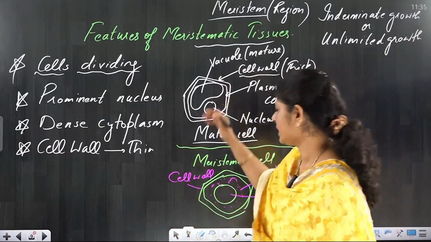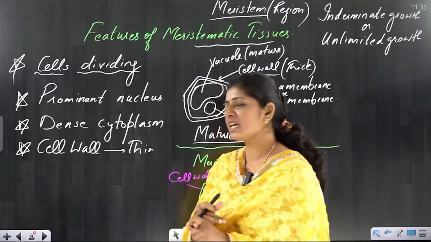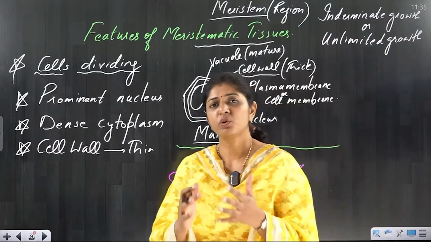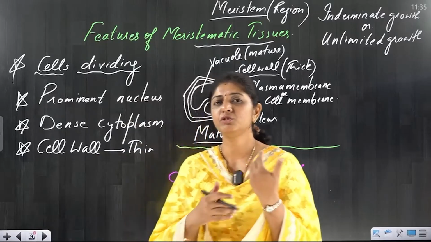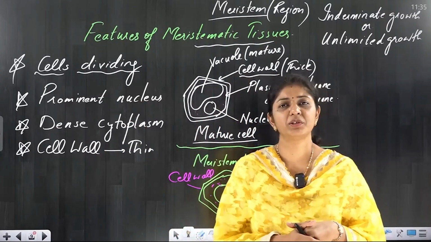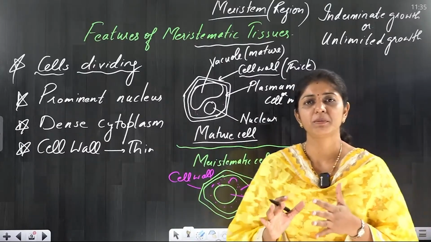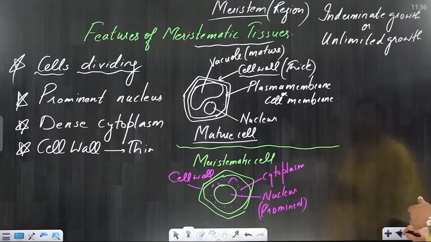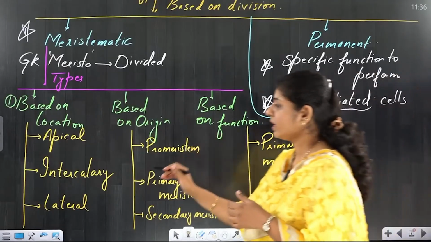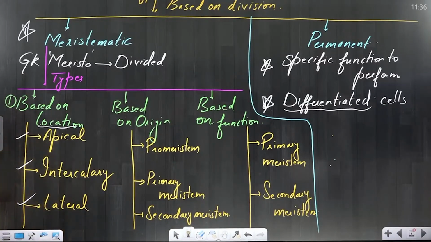So in that case, at least you must know all these points: the cells are dividing, prominent nucleus, dense cytoplasm, cell wall is going to be thin. Much more other features are there, but in the introduction, I feel this is more than sufficient for you to get introduced to the features of meristematic tissues. Getting that? So at least keep all these points, the features of meristematic tissue, in your mind, right? Now coming to its types, I already discussed with you that based on location, it is of three types: apical, intercalary and lateral. Now I am taking all the types one by one.